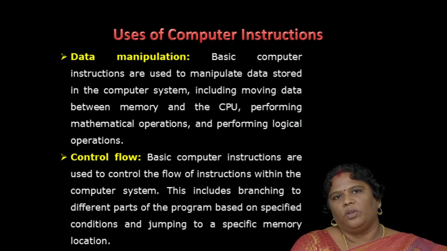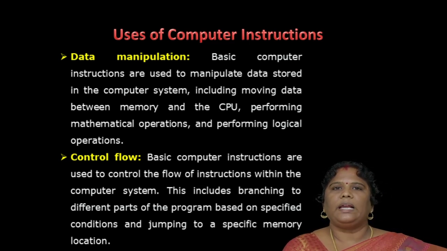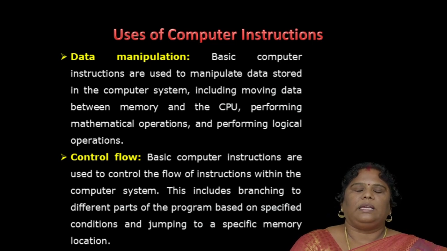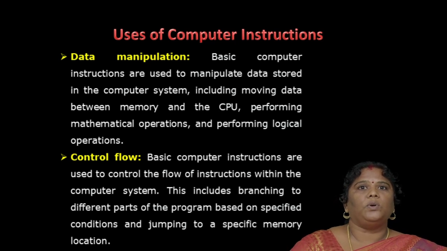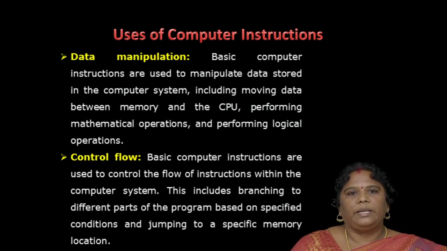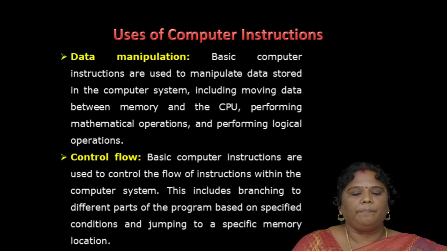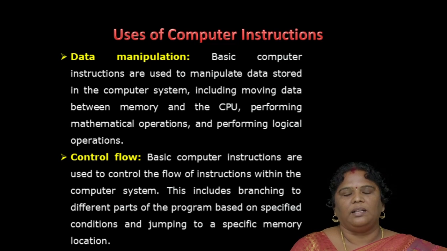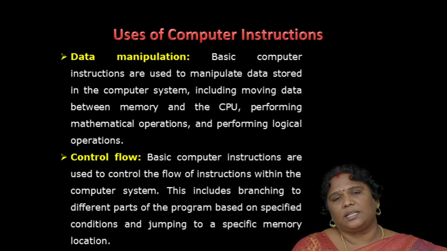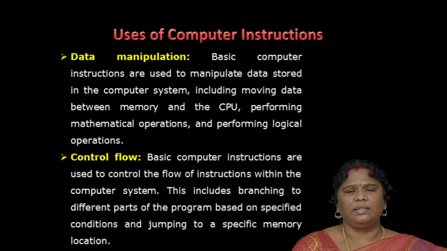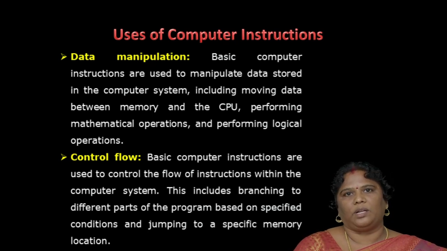And then control flow. What is control flow? The instructions mainly help to control flow, because instructions are executed sequentially. When we want to change the flow of control, we need to find the next instruction to be executed by satisfying certain conditions and then jumping to a particular memory location. Jumping instructions and skipping instructions are used for controlling the flow, that is, moving the control within the program itself.